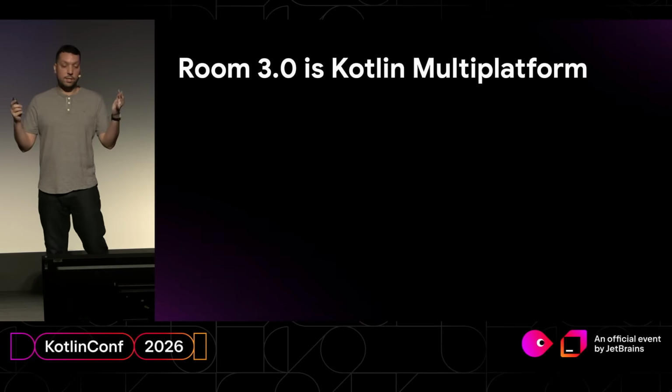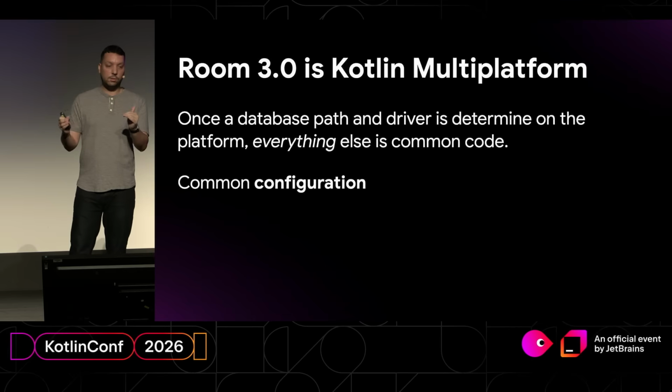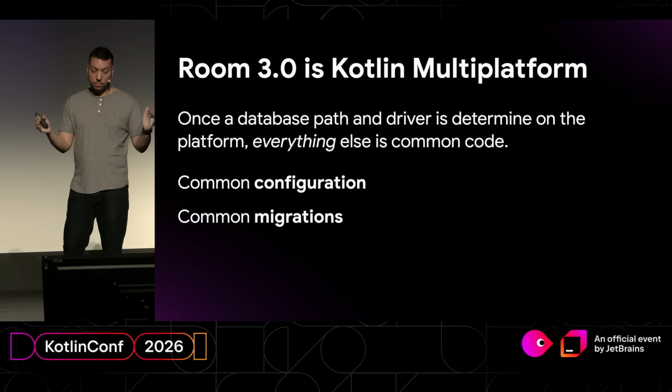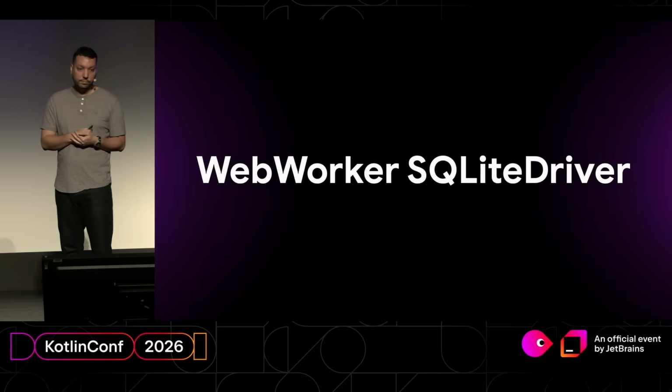But it's really nice because then Room 3.0 is really Kotlin Multiplatform. Once you figure out the database path, which is really the platform-specific thing, everything else is common code. Your configuration can be written in common code, your migration is in common code, and your database operations are in common code. And I have to emphasize that we really believe and value that you can use Room in your common code, because Room being at that data layer of your business logic is really something that you basically want to share across your platforms.